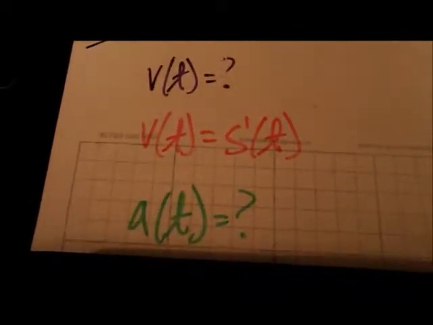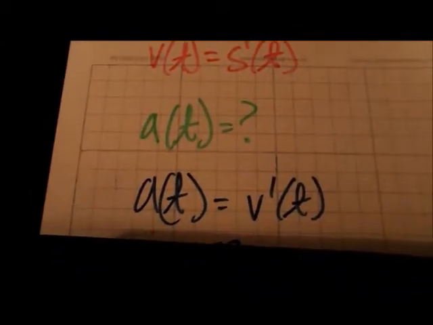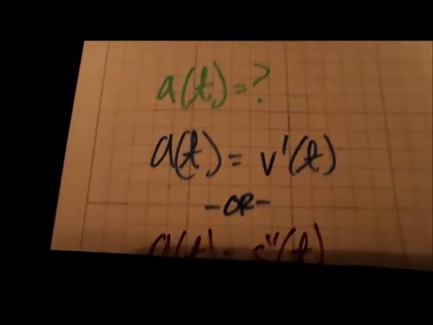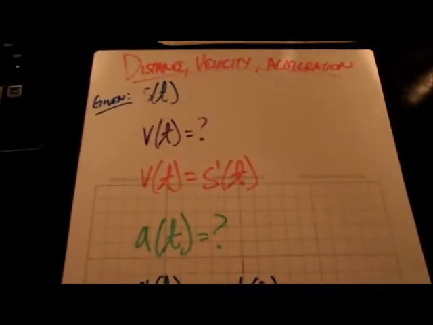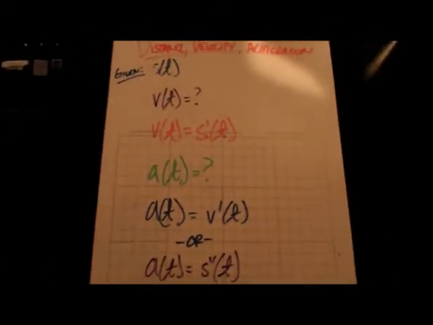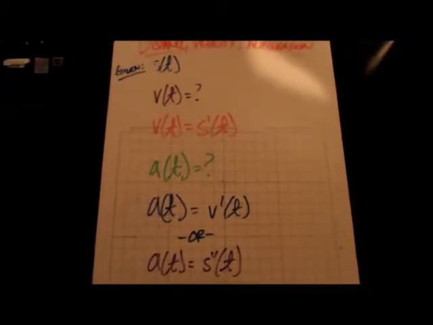This is because the velocity is the instantaneous rate of change of the distance versus time. If you want to find the acceleration, then you take the derivative of velocity. Acceleration is equal to the derivative of velocity, or the second derivative of displacement, or s double prime of t. This is because acceleration is the instantaneous rate of change of velocity versus time.